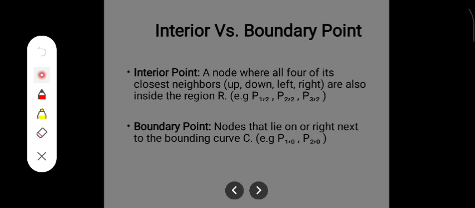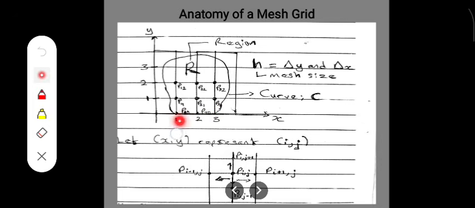Now for boundary points, these are nodes that lie on or right next to the bounding curve. These are just like the points at the circumference. For example, p10, p20 do not extend to 4 different points. They can only extend to a maximum of 2.